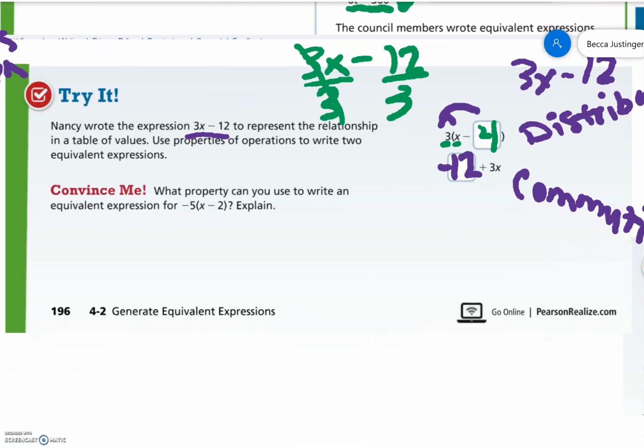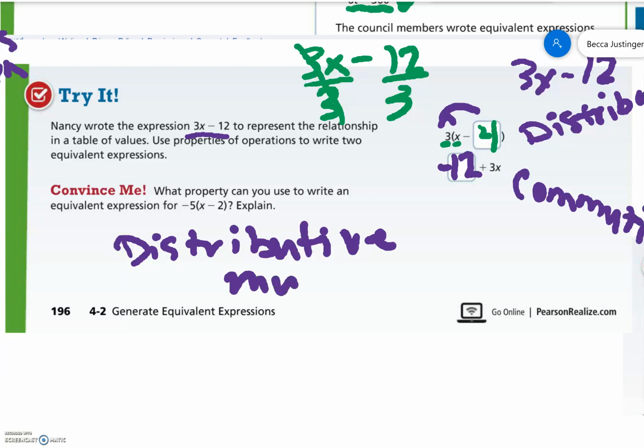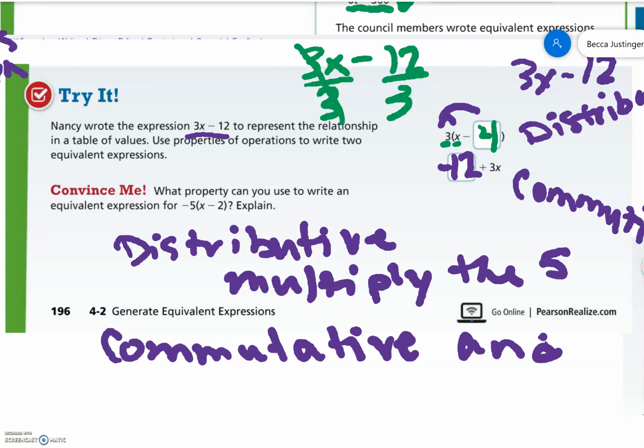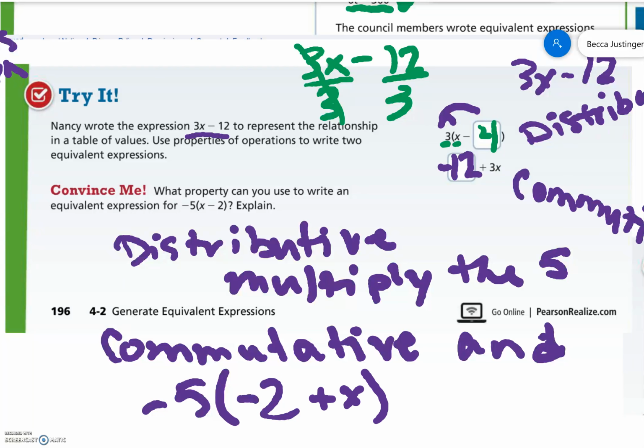What property can you use to write an equivalent expression for negative 5, x minus 2? Explain. Well, we can use the distributive property and multiply the 5. Or we can use the commutative property and we can put the negative 2 in front of the parentheses. So keep the negative 5 out front, put negative 2 plus x, and then distribute. You could do both.